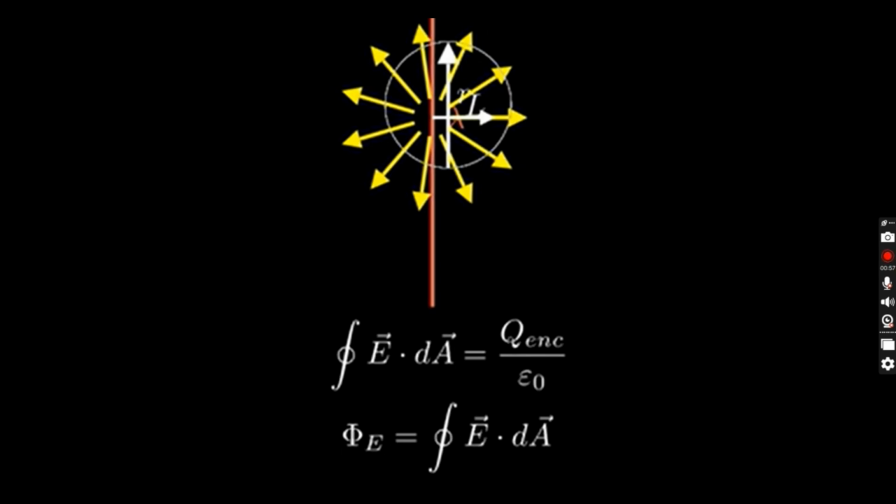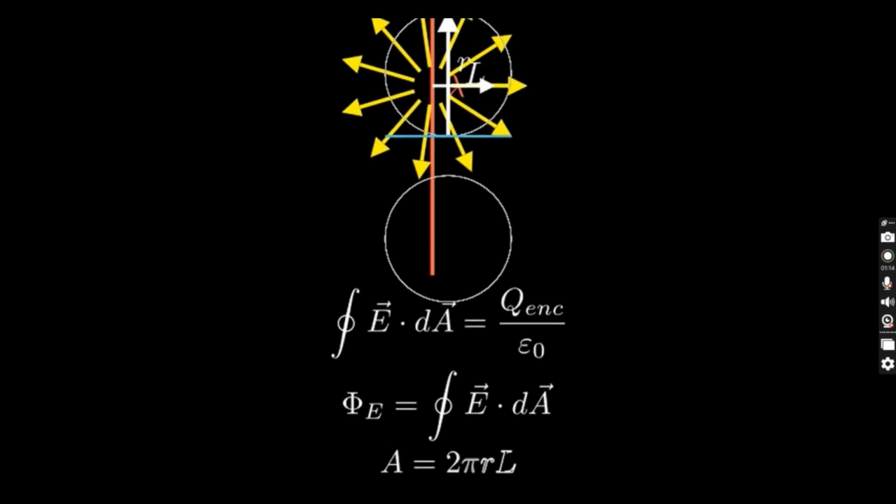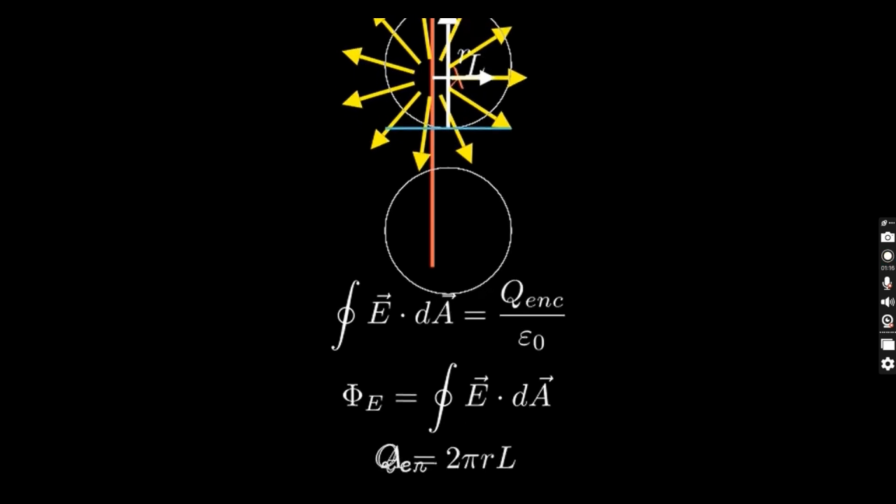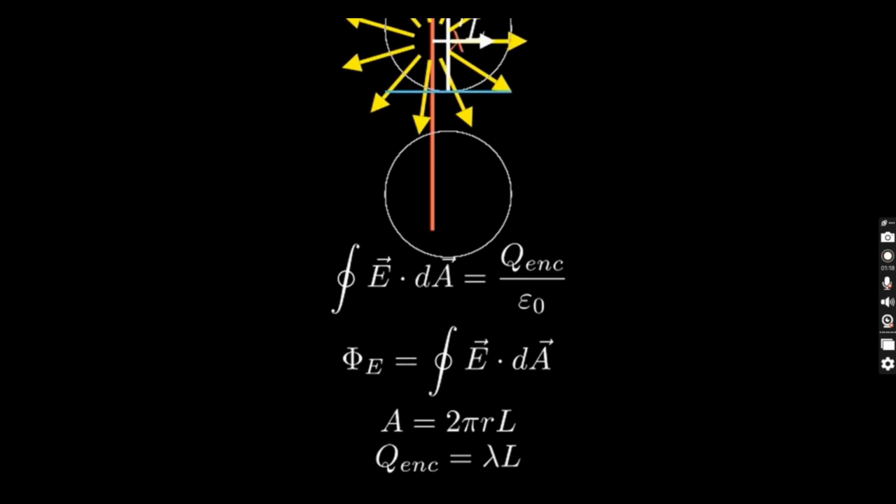Let's consider the flux through each part of our Gaussian surface. Through the curved surface, the electric field is perpendicular to the surface, so E dot dA equals E times dA. Through the end caps, the electric field is parallel to the surface, so E dot dA equals 0. For the curved surface, the area is 2 pi rL. The enclosed charge is lambda times L.